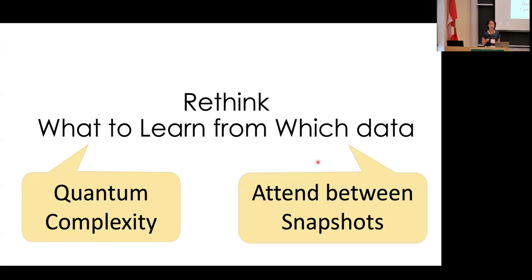Then the next thing is what data would allow us to learn quantum complexity. More specifically, precisely what we are after is large moments of the distribution. I showed you the distribution. Large moments of the distribution is what we're after. And if we want to learn the moments of the distribution, we would have to attend between snapshots. That is, we have to take the snapshots themselves as token instead of the data at individual bits.